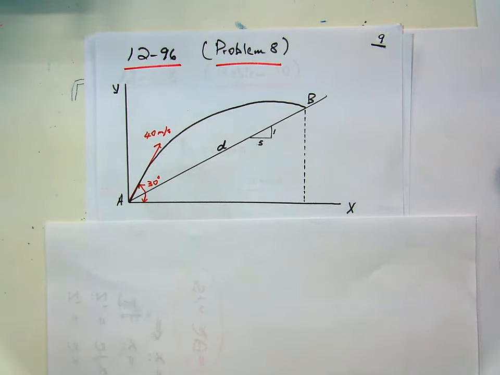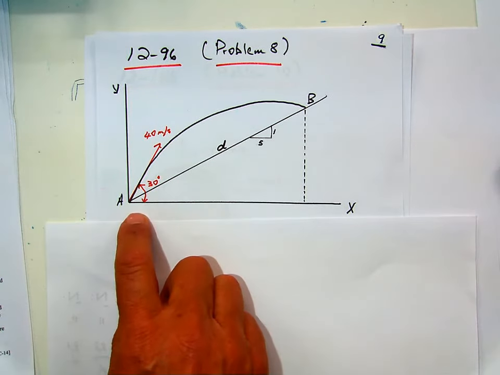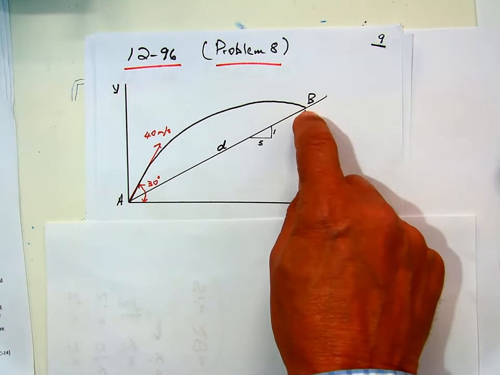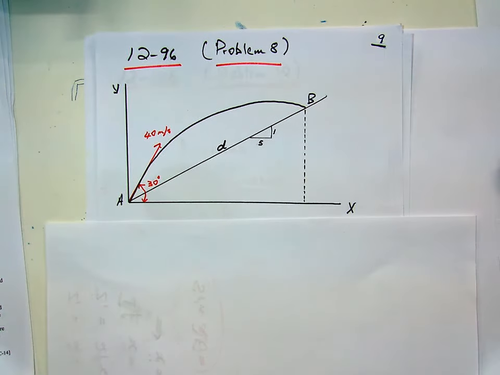Problem 8. A golf ball is hit at A with a speed of 40 meters per second, directed at an angle of 30 degrees with the horizontal. Determine the distance D where the ball strikes the slope at B.